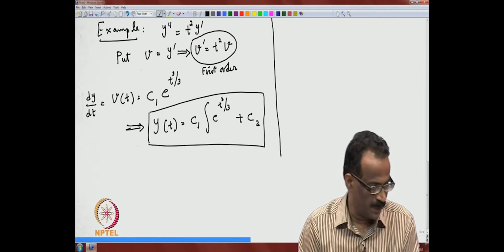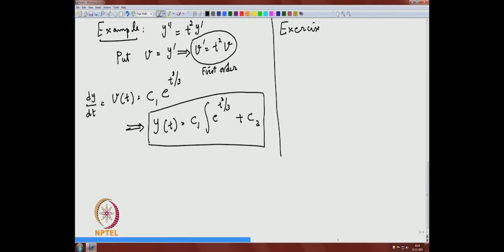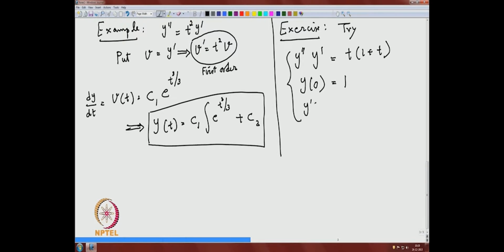Probably you can try another exercise, a simple equation: y double prime plus y prime equal to t into 1 plus t. Find the solution of the initial value problem, y(0) equal to 1, y prime (0) equal to 2. So, you have to find the solution.